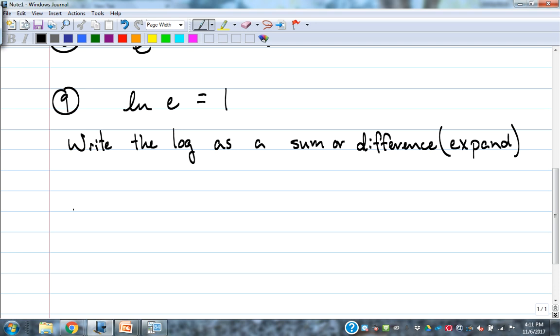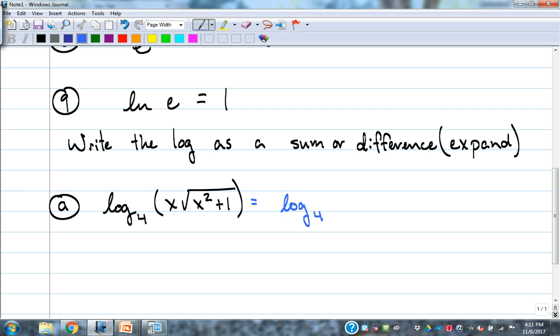So let's start with example A. We'll do log base 4 of x times the square root of x squared plus 1. All right. So when I look at this problem, I see a few things happening. The first big thing is that we've got a log, and inside of that log we've got x times the square root stuff. So that's a multiplication. When I see that multiplication, I know I can turn any multiplication problem that's inside of a log into an addition problem.